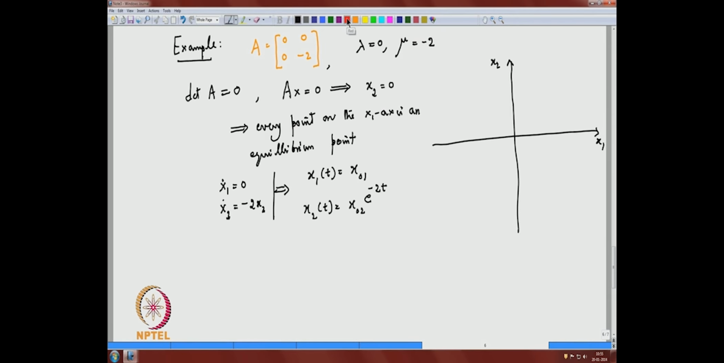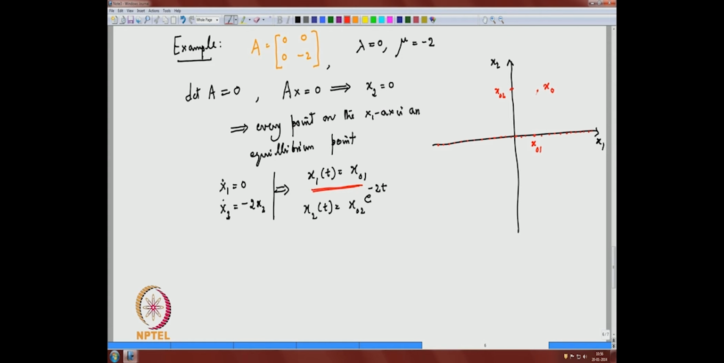So, what I am trying to say is that every point on this line is an equilibrium point, not just the origin, all points are equilibrium points. And what does this say? If I start at a point x0, the x1 trajectory says that the first component will not change. So, this will be your x01, this will be your x02.